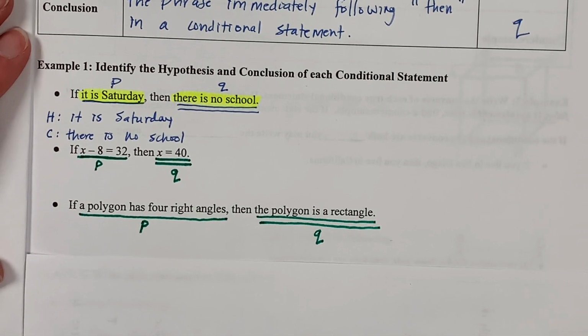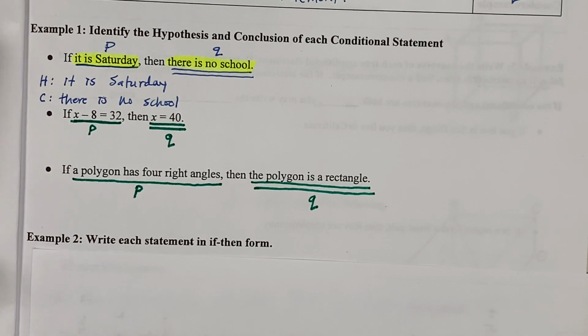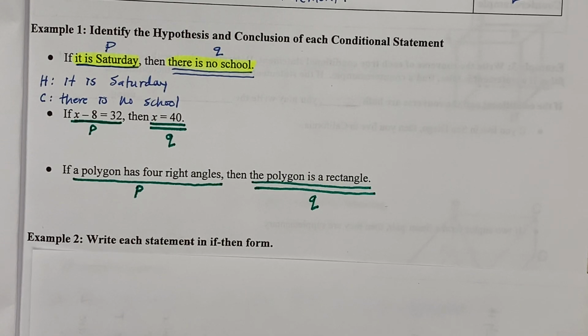Now, in example 2, we're going to write each statement in if-then form. And again, these statements can be non-math related or math related. So I'll always do one that's not math related, and then the remaining will be math related. A lot of times we'll deal with our definitions. Any good definition we can write as a conditional statement.